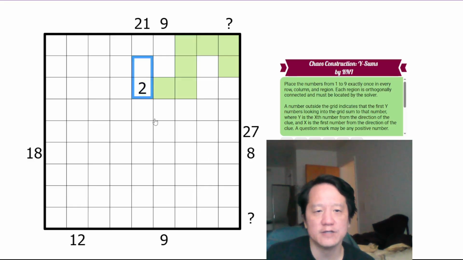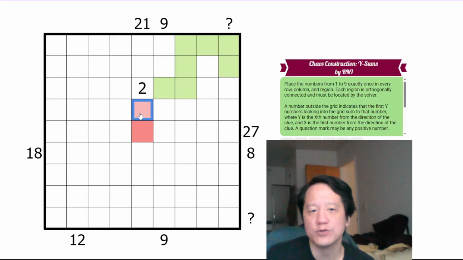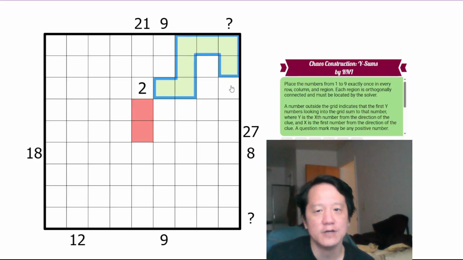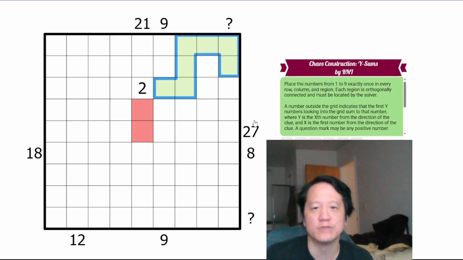What is an example of an invalid orthogonally connected region? It would be something like this. These two cells can get to each other by going through edges while staying within the region, but they can't get to the other cells in the region by going through edges while staying within the region. They have to go through a corner, or they would have to go through an edge but exit the region, and that is not allowed in orthogonally connected regions. And that's how orthogonally connected regions in chaos construction work.